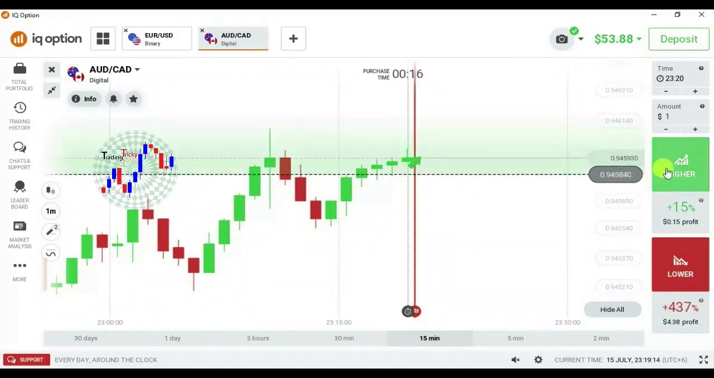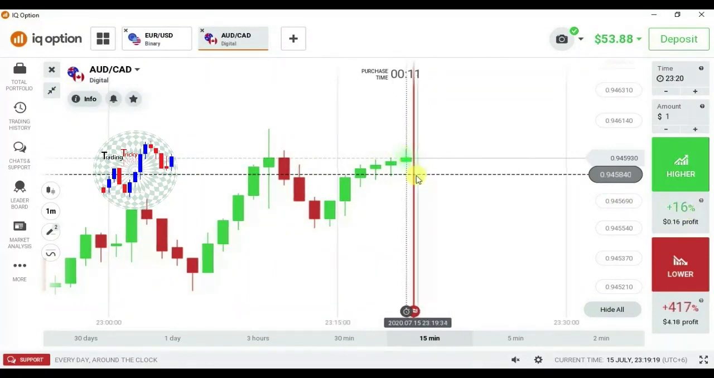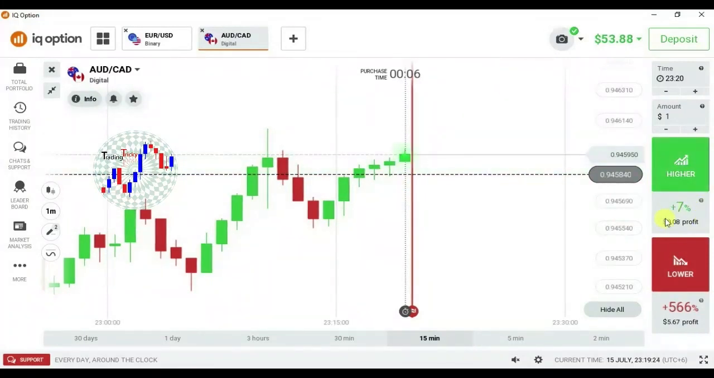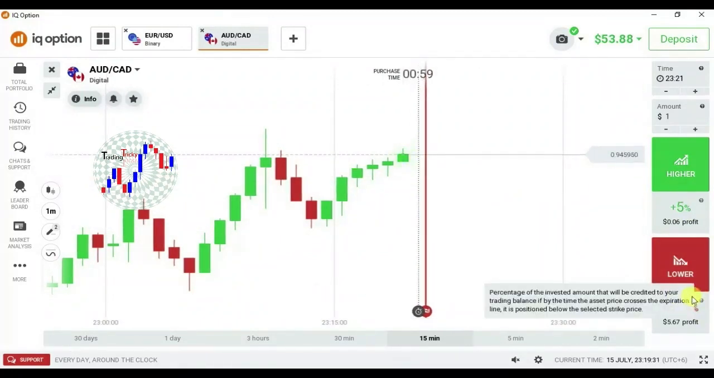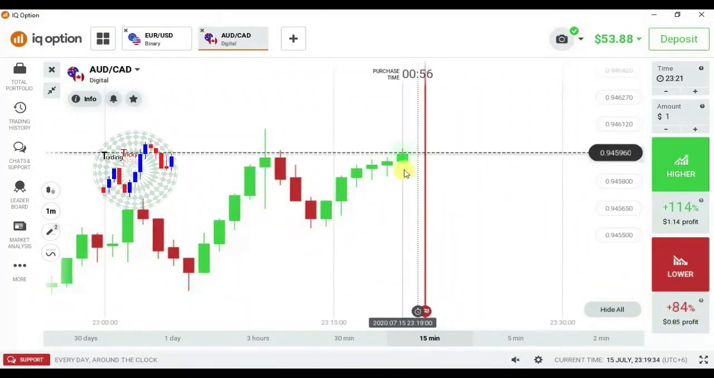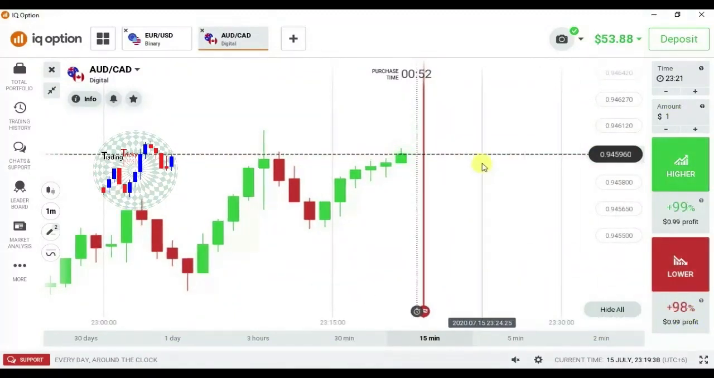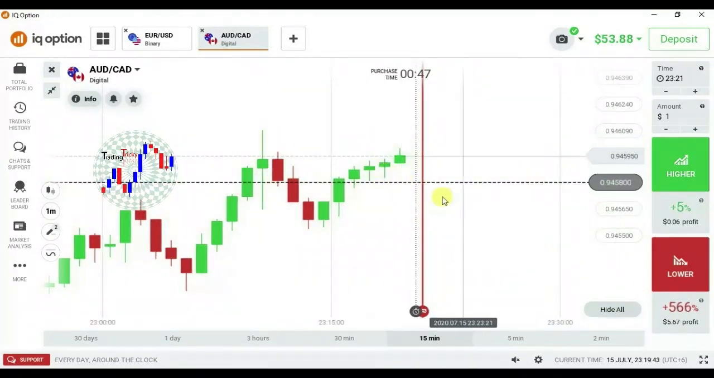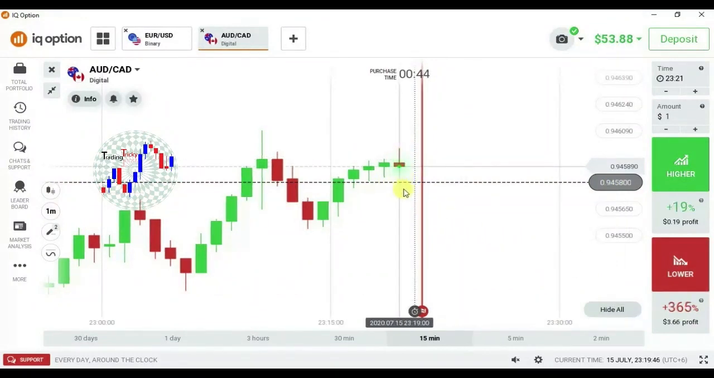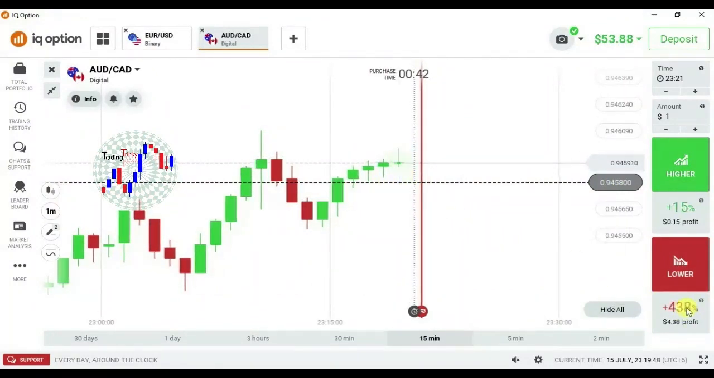Okay, let's see. I want to go with buyers from this level. For example, if I go with buyers, they will give you 20, now 18%. So if the candle closes even red and closes here, still you will have this amount in your pocket. And now if you pick the lower option, they will give you 566%. It means for $1 they will give you $5.56 if the candle closes below this line. Now see, if the candle closes below this line, they will give you this much.